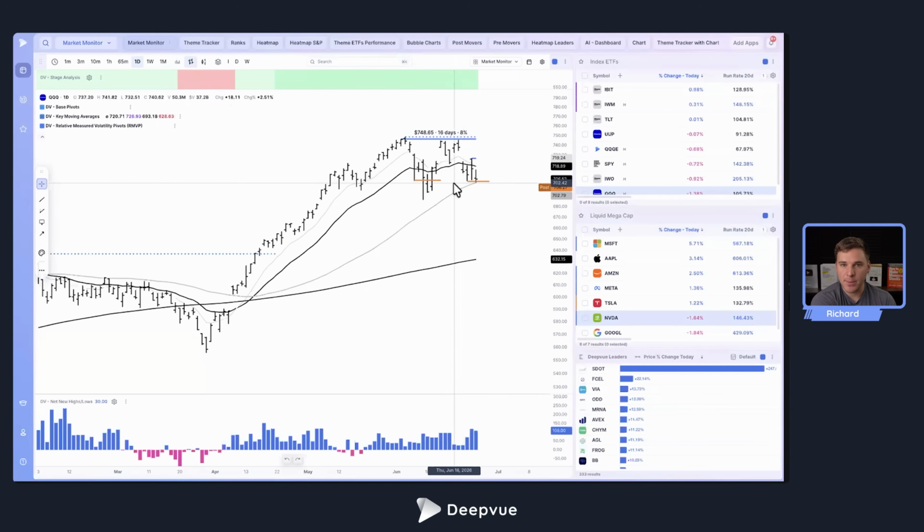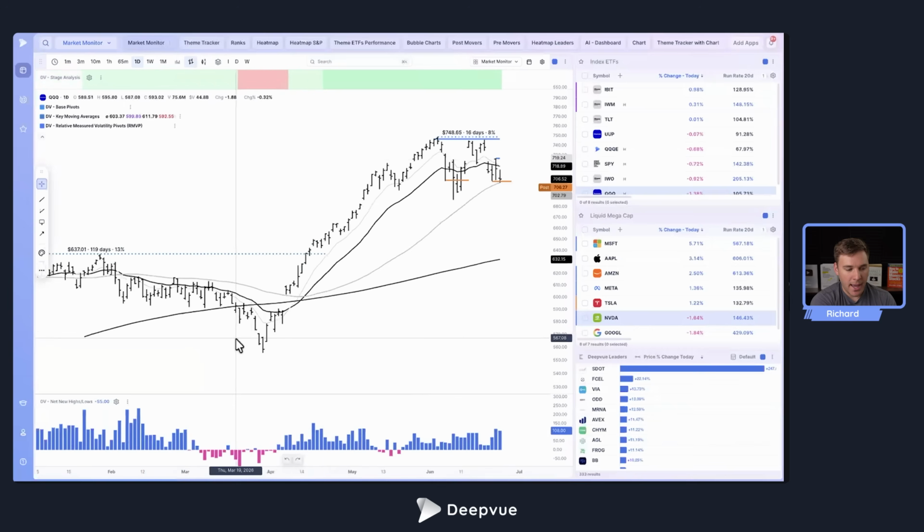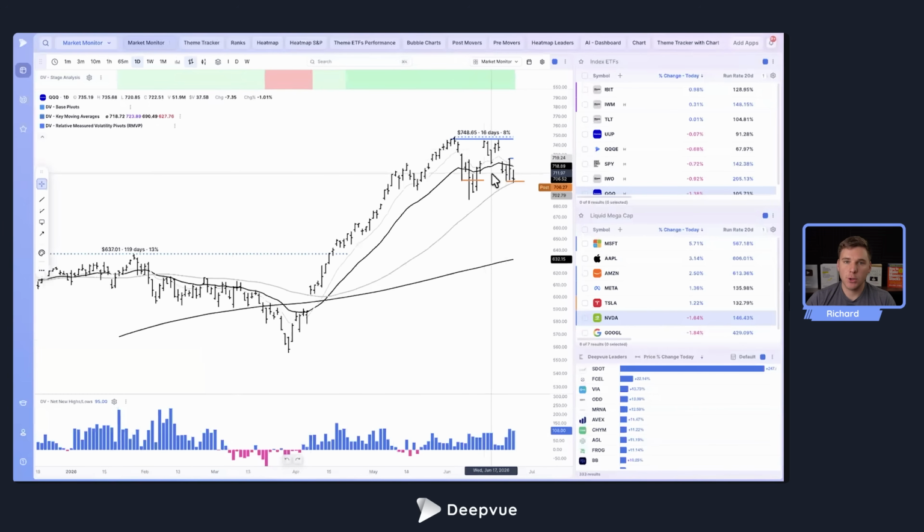And we'll talk about semis. We'll see if that theme still has legs for sure. They're still in uptrends for sure. But after consolidation like this, and the longer the consolidation happens, the greater the opportunities on the other side.